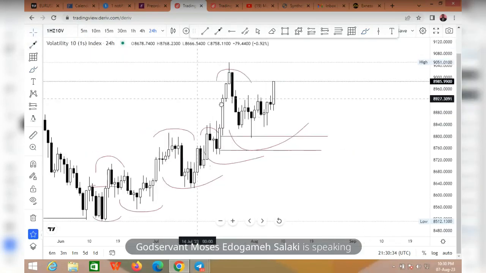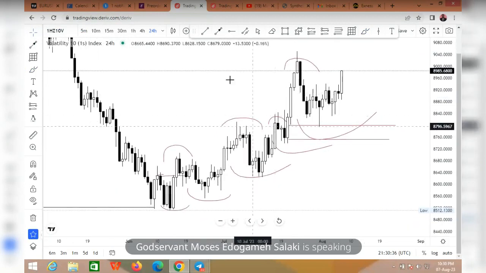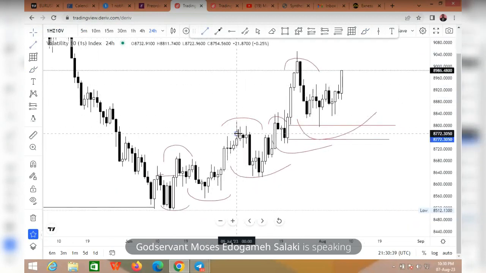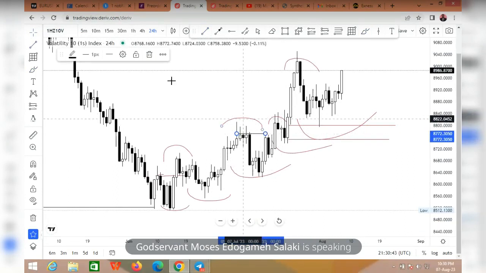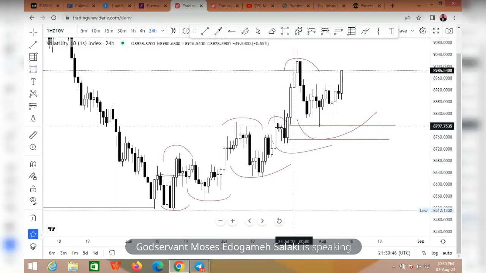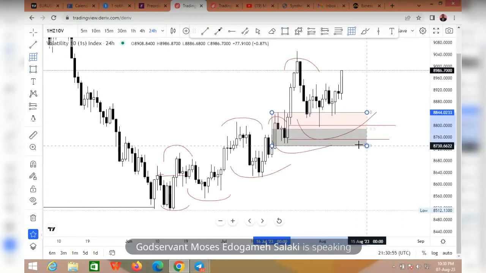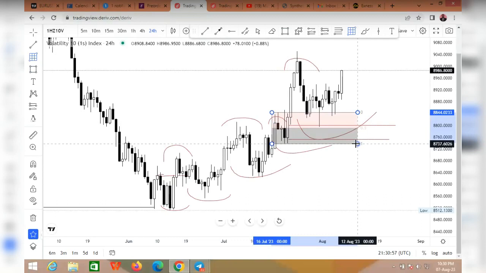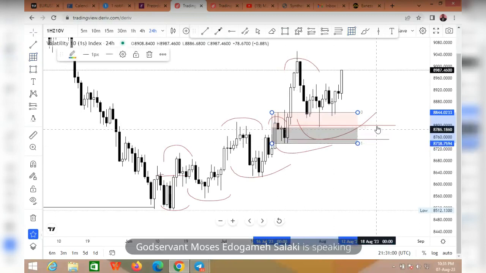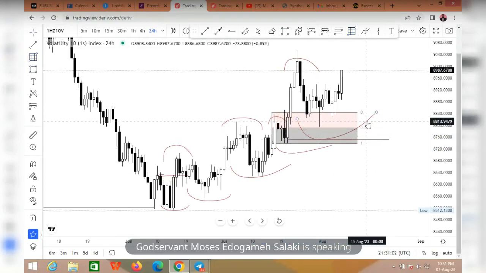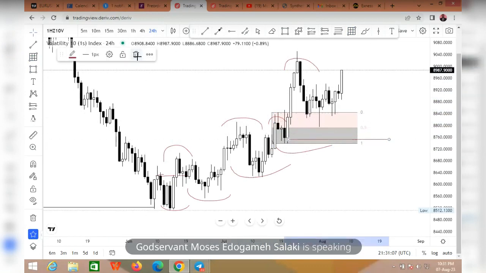Why is this a valid zone? Look at it. Body of the candle closed above. Look at the body of this candle closed above. So this is a valid zone. And then price came, tested off the move, the 50% of this move. Let me show you. The price came into the imbalance, which aligned with the 50% of the move, and price rallied away.